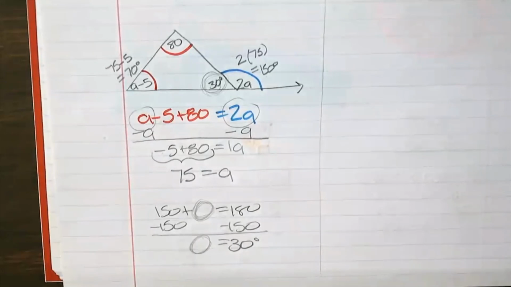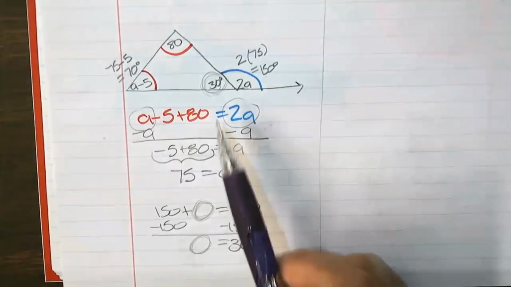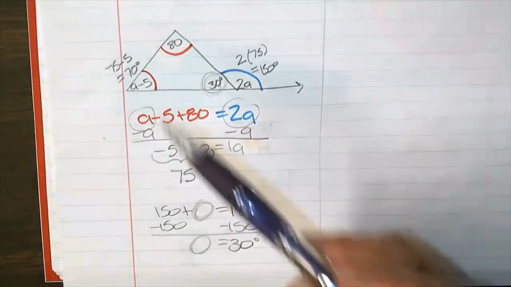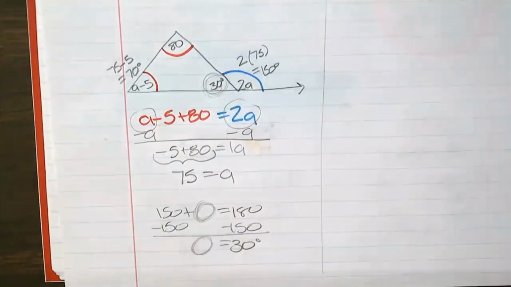So we're really using the idea of 180 here. Supplementary angles, and the idea that the sum of the interior angles is 180.